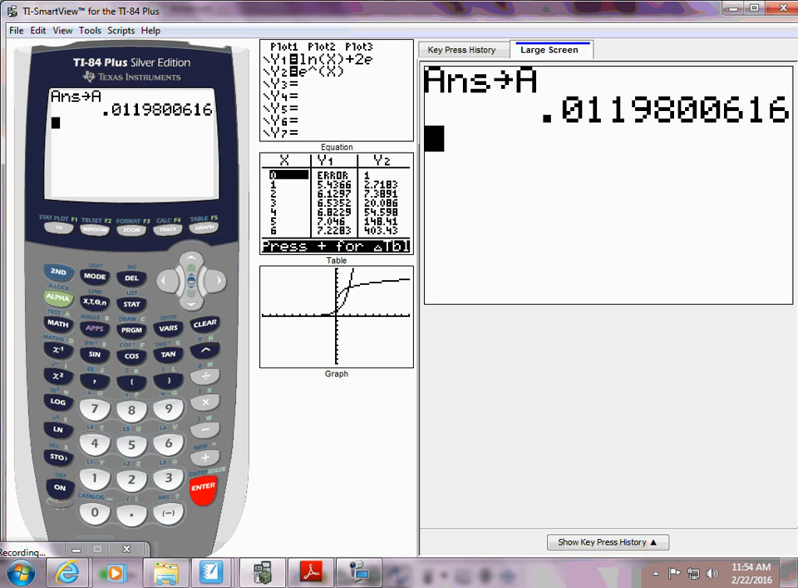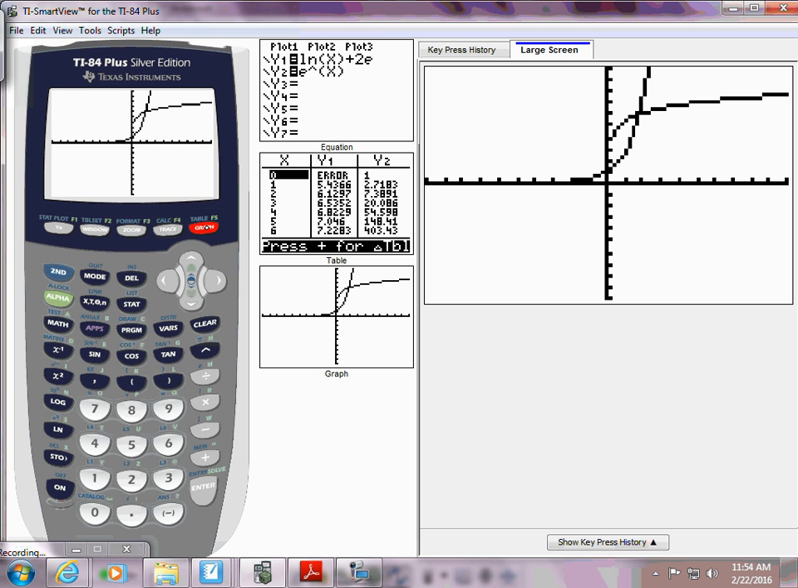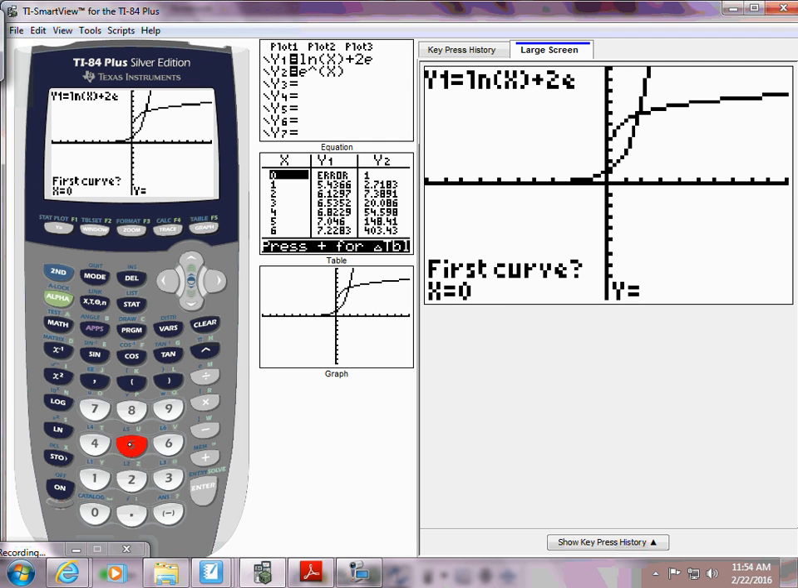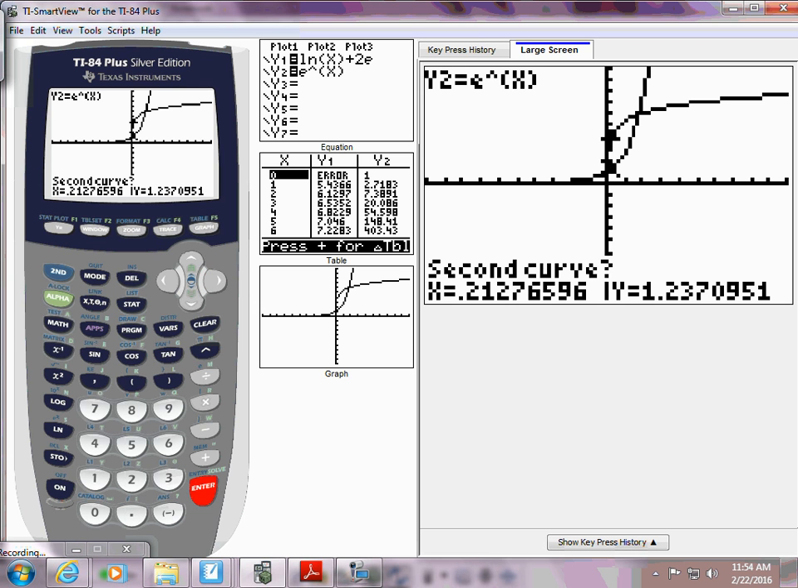And then we've got to do the same thing. We're going to store the x coordinate of the other point of intersection in B. So you've got to go back to the graph, get that point of intersection, second, trace, option 5, first curve, enter, second curve. Oh, first curve, I think wasn't on there, so I had to move over. Okay. Second curve.